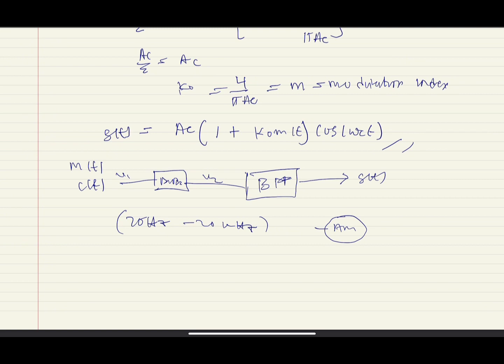The same applies to frequency modulation. When you are varying the frequency of the carrier signal with respect to the message signal, you are doing frequency modulation, and the same thing applies to the phase. When you are varying the phase, this is called phase modulation.